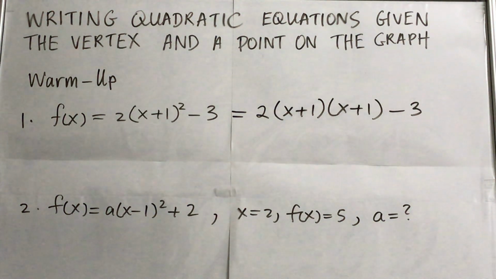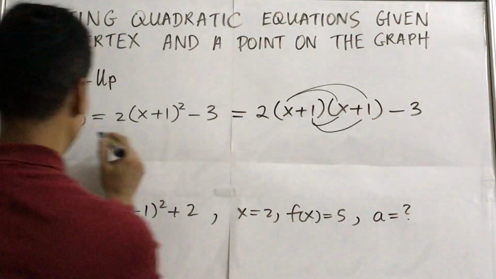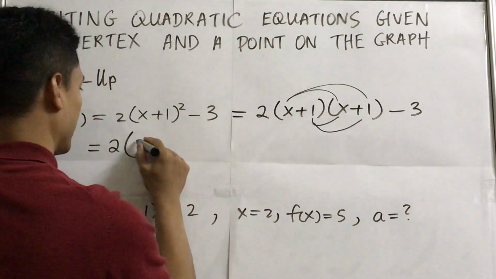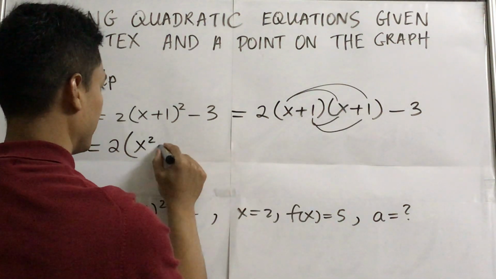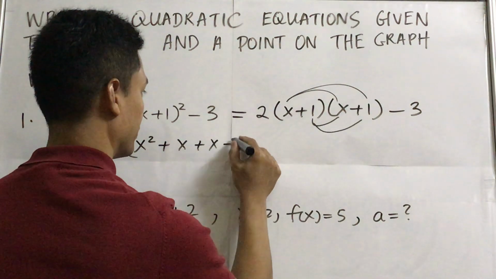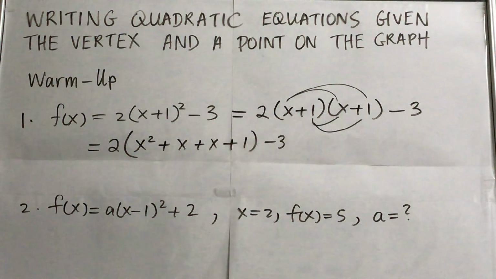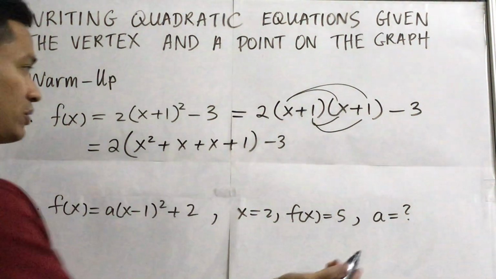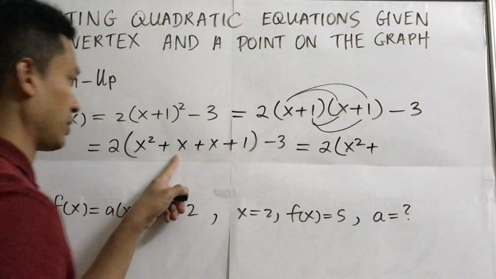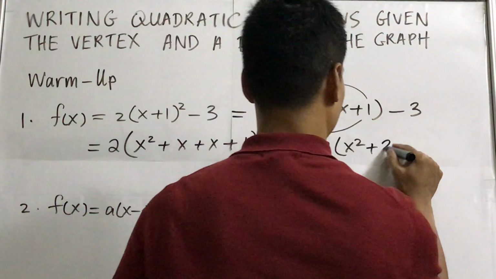Okay, and now you can use the FOIL method. And we have to use another parenthesis: x times x, x times 1, 1 times x, and 1 times 1. Don't forget the -3. Now all we have to do is simplify. Now let's simplify what's in the parentheses. You have x squared plus, collect your like terms. Identify your like terms, collect them.